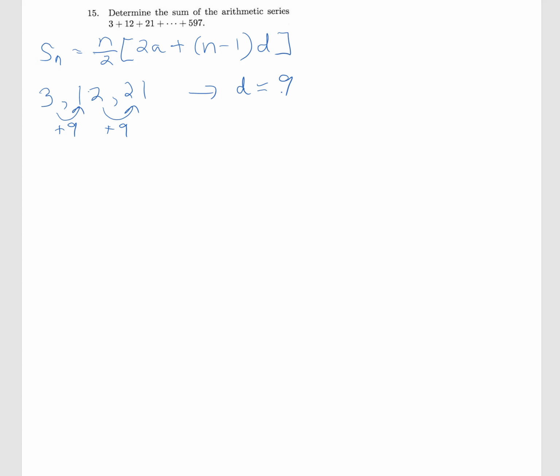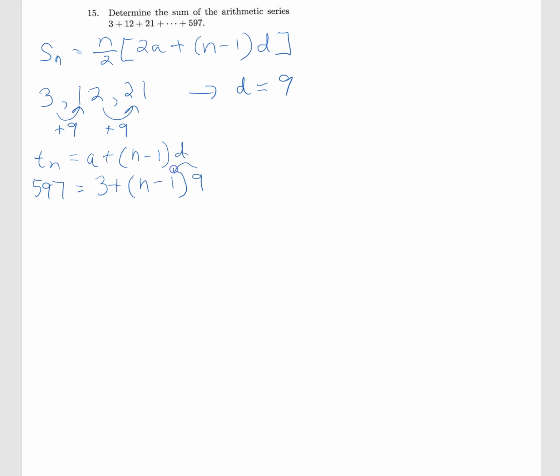To figure this out, we're going to use our equation for finding the nth term, and that's Tn is equal to a, our first term, plus n minus 1 times d. In this case, we want to figure out what n is for our term 597. So we're going to put 597 here. We know a, our first term, is 3. We don't know n, that's what we're solving for. And we've just found out that our d is 9. Okay, so now we just solve for n.